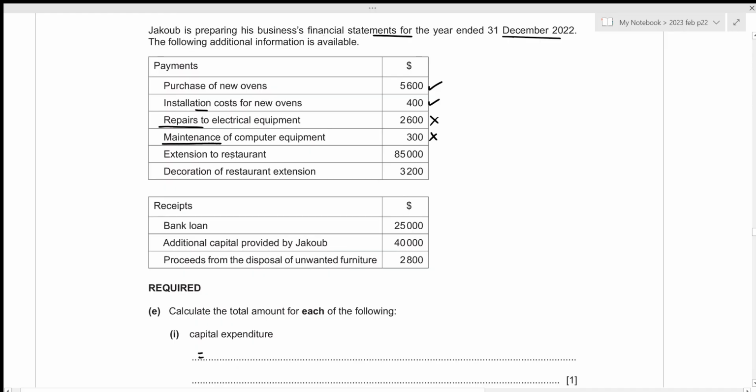We then have extension to restaurant. So once extended, the restaurant does not need to be extended time and again, which means that this will be part of our capital expenditure. We then have decoration of restaurant extension. Again, decoration is similar to installation because once it's done, it does not need to be performed time and again. So we should include this amount as well. So the total is going to be 5,600 plus 400 plus 85,000 plus 3,200. And this results in the total of 94,200.